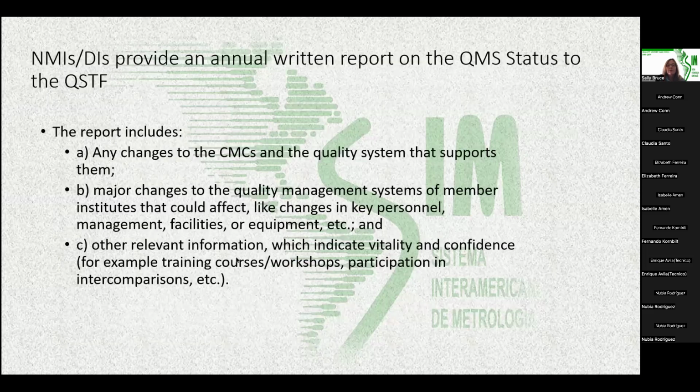The annual reports are written by the NMIs and DIs on the status of their quality management system. Because we review these every 5 years, the annual report is needed in between to ensure the status of the vitality of the quality system. So what we want to know is, have there been any changes to the CMCs and the quality system that supports them? Any changes to the quality management system of the member institutes, such as changes in key personnel, management, their facilities or equipment, and other relevant information which indicate the vitality and the confidence, for example, training courses, workshops, participations, and comparisons.